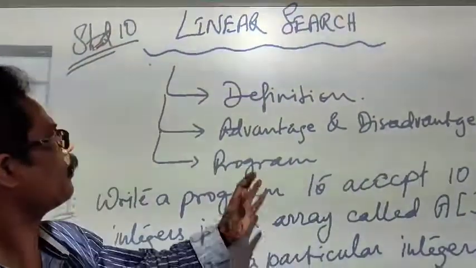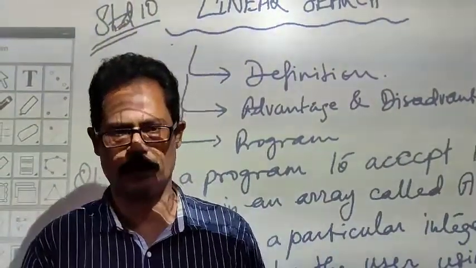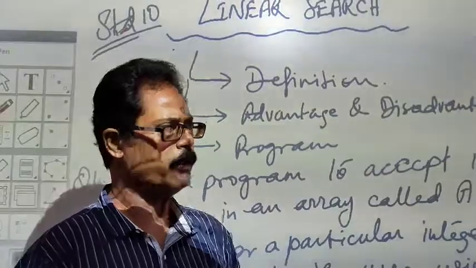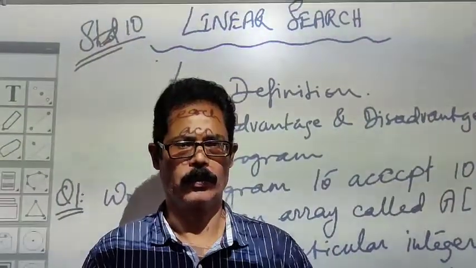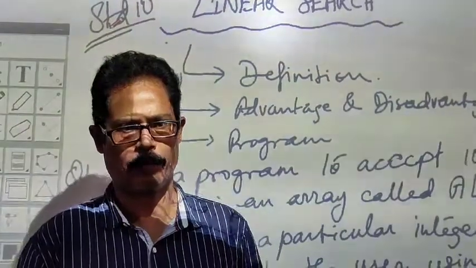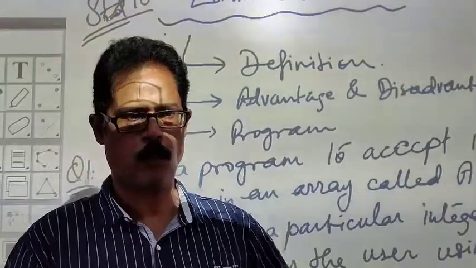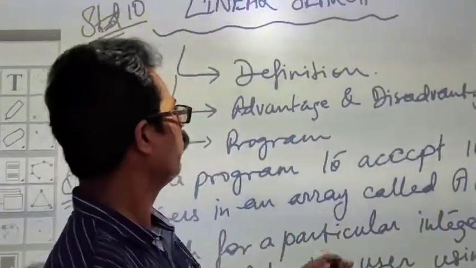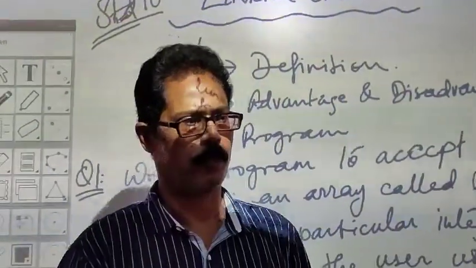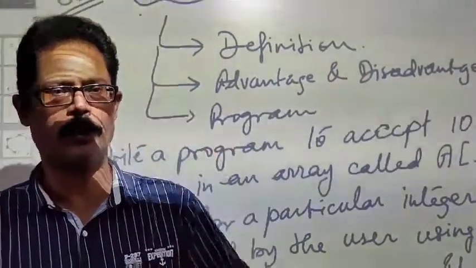Today I am going to discuss linear search. What is searching basically? Searching in an array means trying to locate an element present in an array. There are different searching techniques, and one of the searching techniques is the linear search technique. Linear search is also known as the sequential search technique.